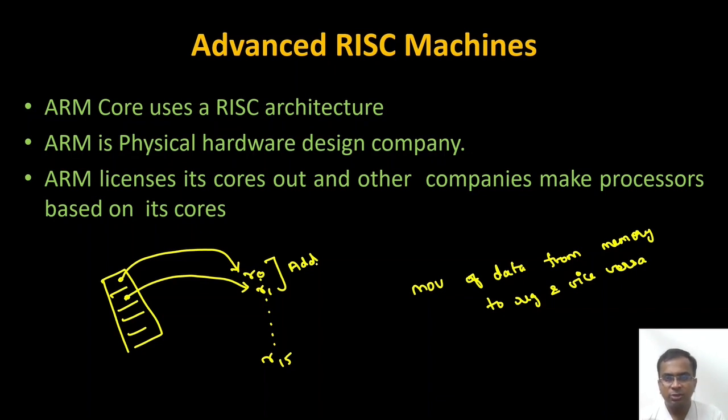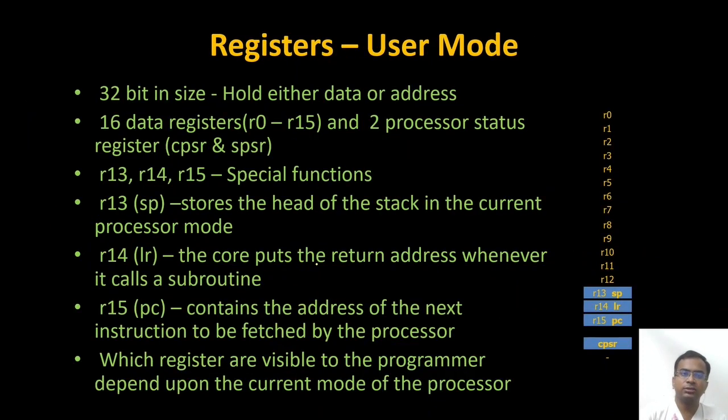ARM licenses its cores to other companies for making processors based on its core. It's not a place where it makes its own processor. It licenses its cores and gives them to other companies, and after that they make their processors based on your ARM core. This is how your ARM works.